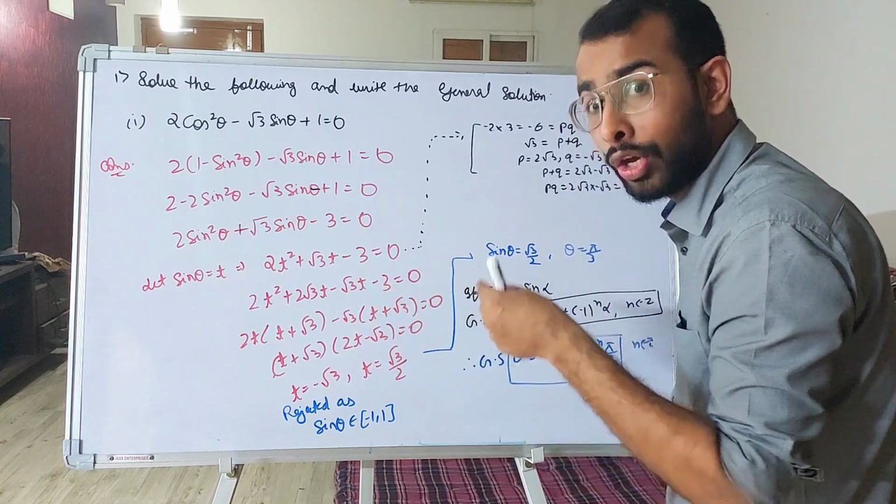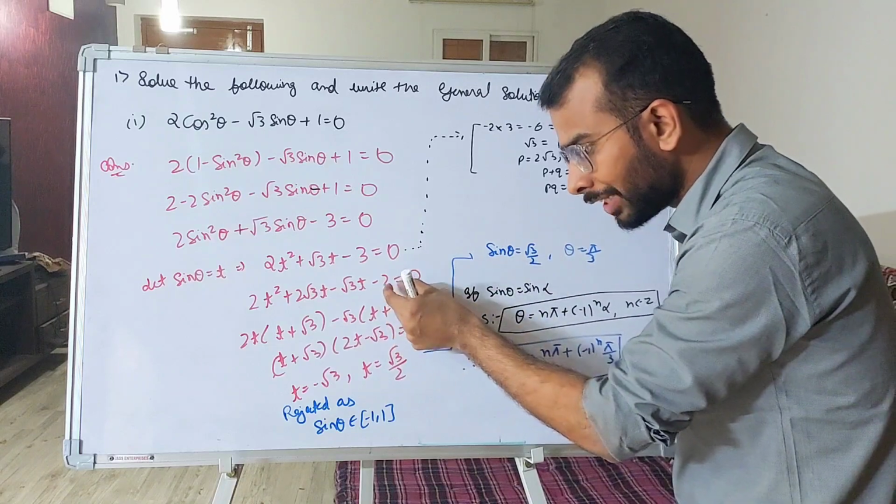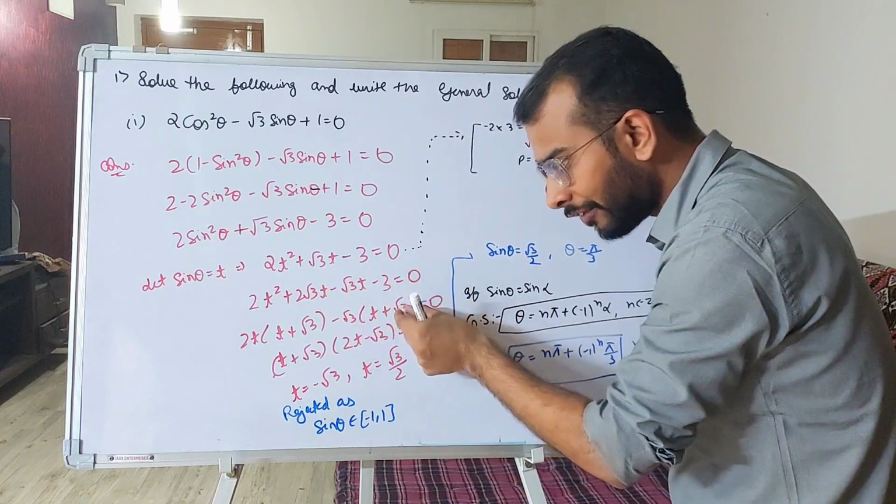Now 3 can be written as root 3 into root 3. Try to visualize, 3 can be written as root 3 into root 3, and we have taken one root 3 outside. So what we left is root 3.